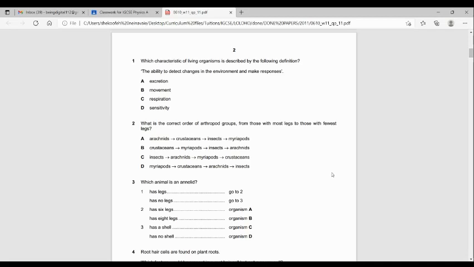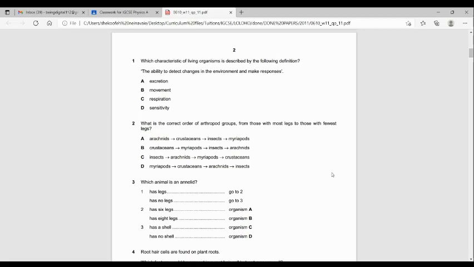The other one is movement. Movement is changing position, to move from one place to another. So again it has nothing to do with detecting changes in the environment around us. Respiration is a chemical reaction that happens in every individual cell to break down food by using oxygen and to release the energy from the chemical bonds of the food. So again it has nothing to do with this sentence. And part D is sensitivity.